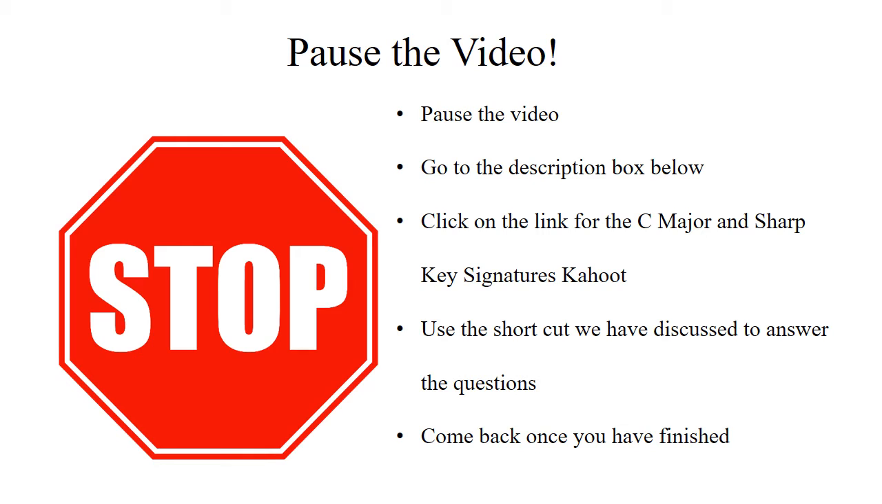Okay, so here I would like you to pause the video again once I've told you your instructions. I need you to go to the description box below this video again and find the link to the C major and sharp key signatures Kahoot game. So what you're going to do is open this up. Once it's all loaded, you're going to start the game, and you're going to use your shortcut for sharp key signatures that we've discussed to answer the questions. And once you're done, come back to the video and we'll start talking about flat key signatures.